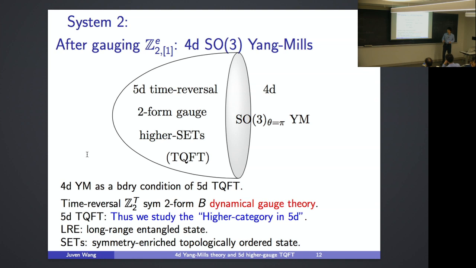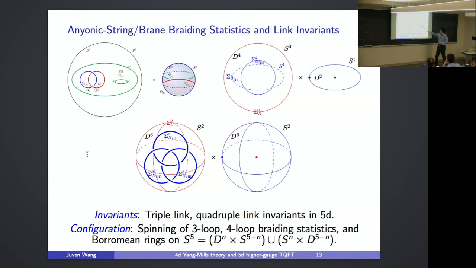Okay, so we studied the link invariants, together with our collaborators, in five-dimensional S^5 decomposed by a submanifold, and we invented this diagram to draw the link invariant. It turns out interesting triple links and quadruple links, related to three-loop braiding and four-loop braiding statistics, show up, and also Borromean rings and the spinning version of them. So we spin them to one higher dimension, and they are interesting links. We determine the general link invariant for them, but the configuration I drew is a particular one to be detected by the link invariant. Okay.